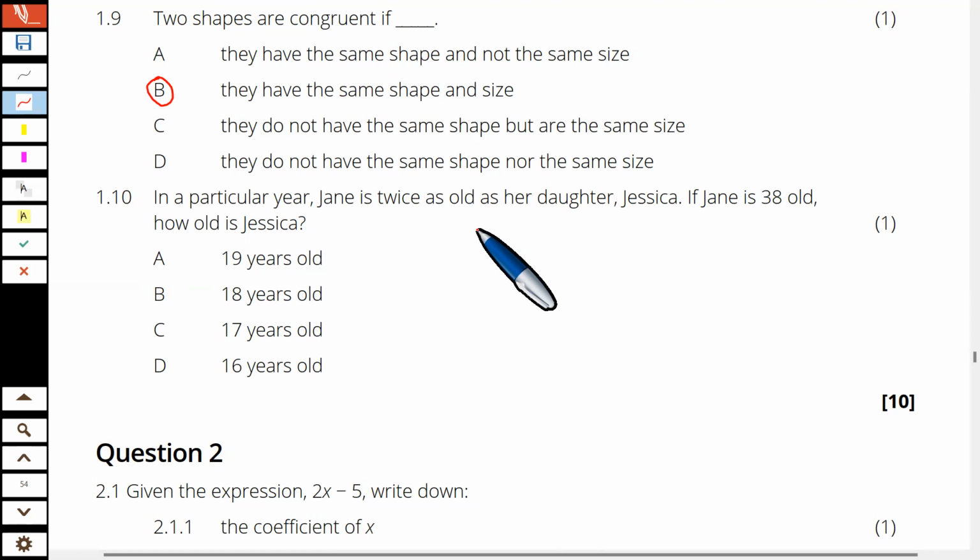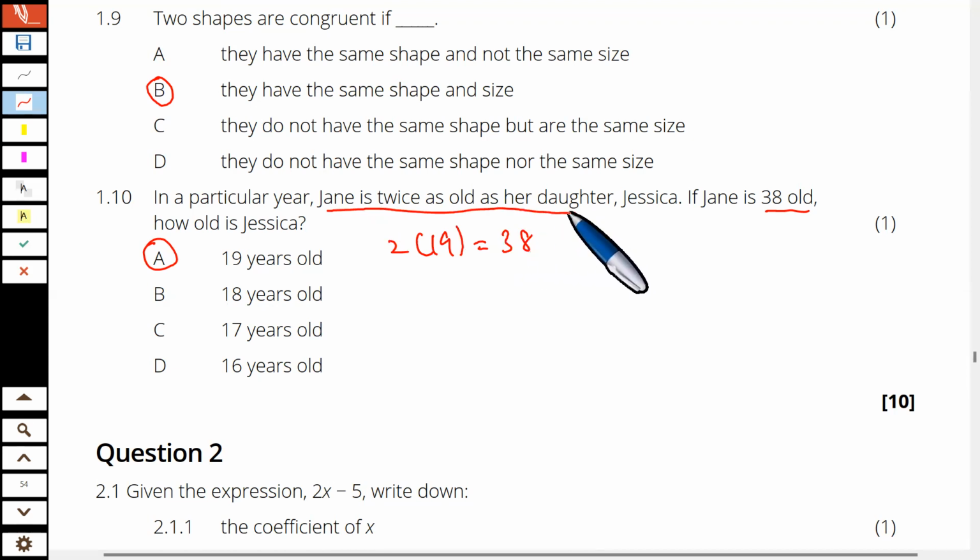Is it 19? 19 years old? Okay, most definitely. 1.10, it's actually correct. So it's 19 years old because in a particular year, Jane is twice as old as her daughter, Jessica. If Jane is 38 years old, how old is Jessica? Right, so Jessica must be 19 because 2 times 19 is equal to 38. And they're saying Jane is twice as old as her daughter.